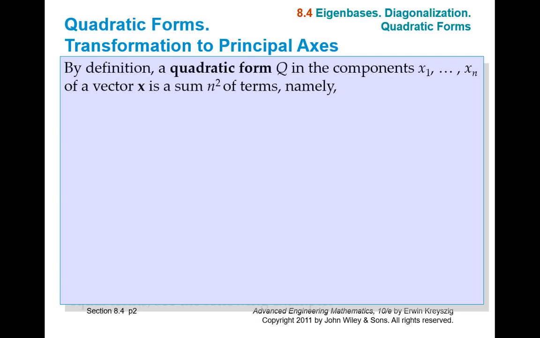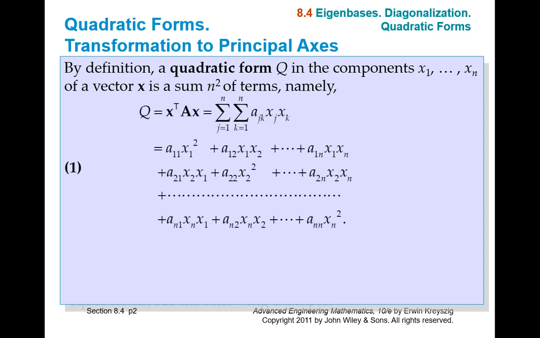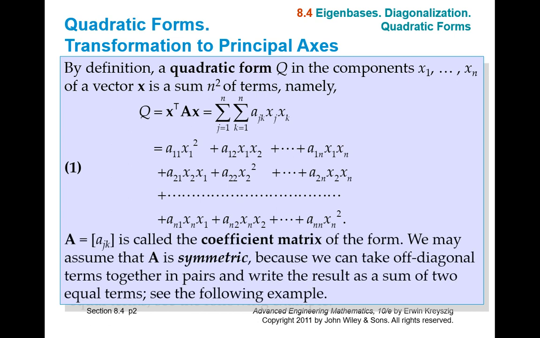By definition, a quadratic form Q in the components x1 to xn of a vector x is a sum of n squared terms. It can be written as Q equals x transpose A x, which is the double summation from j=1 to n and k=1 to n of a_jk x_j x_k. Here A is called the coefficient matrix of the form. We may assume that A is symmetric, because we can take off the diagonals.